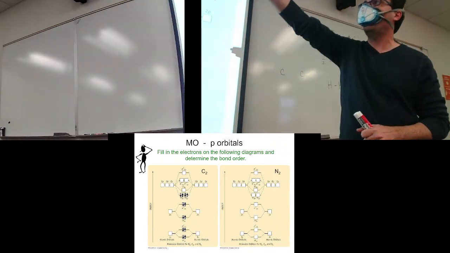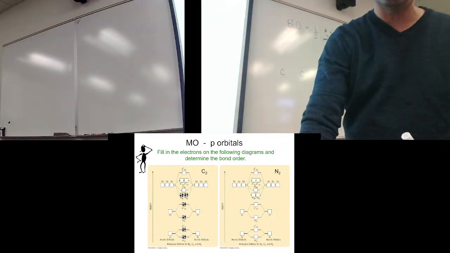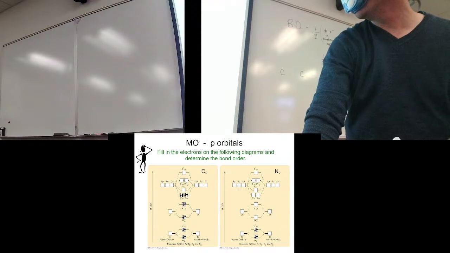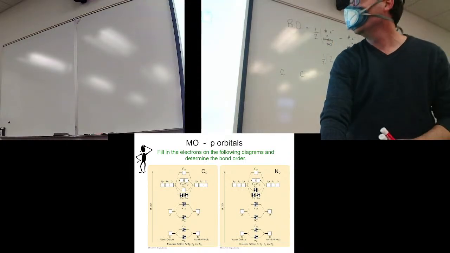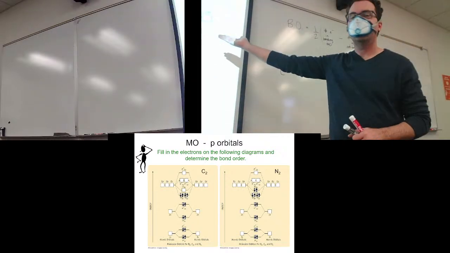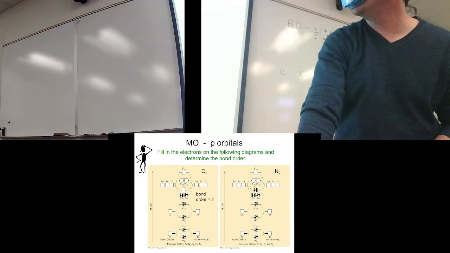So nitrogen has 7 total electrons. So 2 nitrogens will have 14 total electrons. 1, 2, 3, 4, 5, 6, 7, 8, 9, 10, 11, 12, 13, 14. Again, all paired up, diamagnetic. That predicts what we saw in the video.